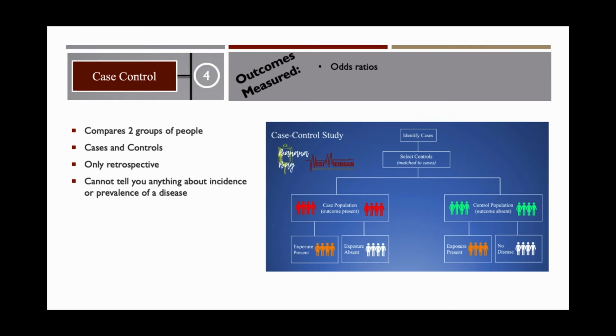All right, case control studies. This is where it starts to get a little bit more in-depth and difficult. This compares 2 groups of people, the cases and the controls, and it's only retrospective. You can't do a prospective case control study. It cannot tell you anything about incidence or prevalence of a disease. It only tells you the odds ratio.